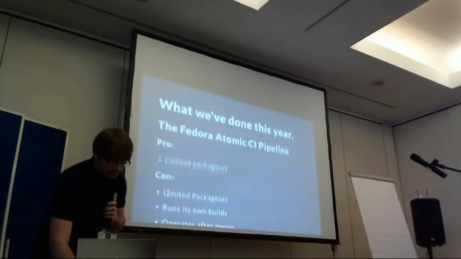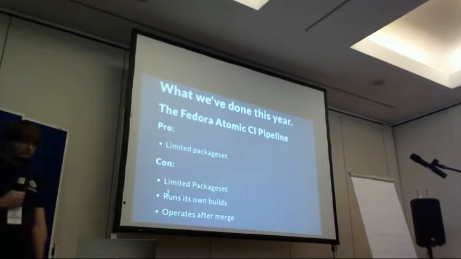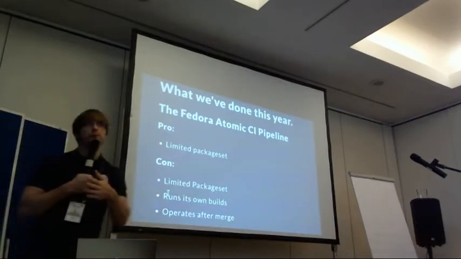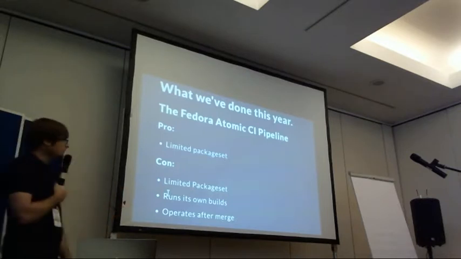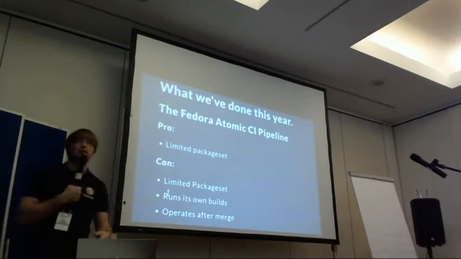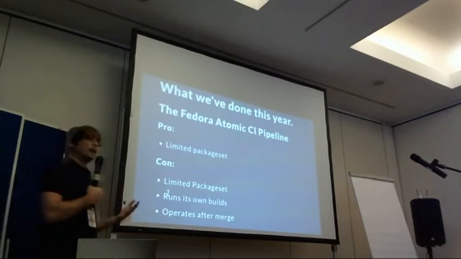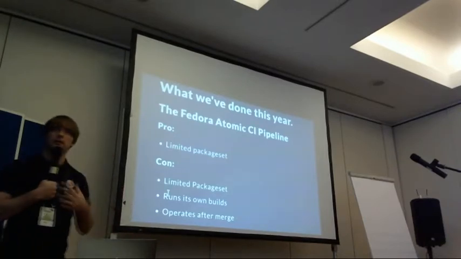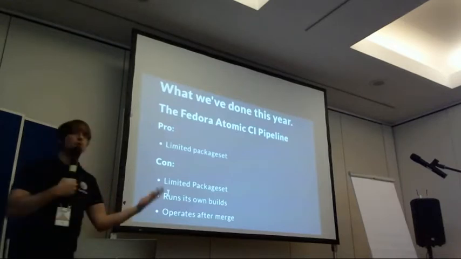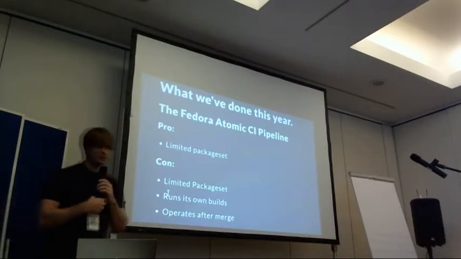So I'm going to talk a little bit about what we've done this year. The Fedora Atomic CI pipeline was sort of the first step of doing all of this, building out the individual steps of what happens after someone commits to dist-git. There were some pros and cons here. On the one hand, it was nice that we had a limited package set and a limited deliverable to work with in the beginning, because that makes things easier to develop. But when you have such a limited package set, it doesn't reflect the entirety of packagers that you can address. It doesn't include the entire Fedora packager ecosystem, and that was kind of unfortunate.